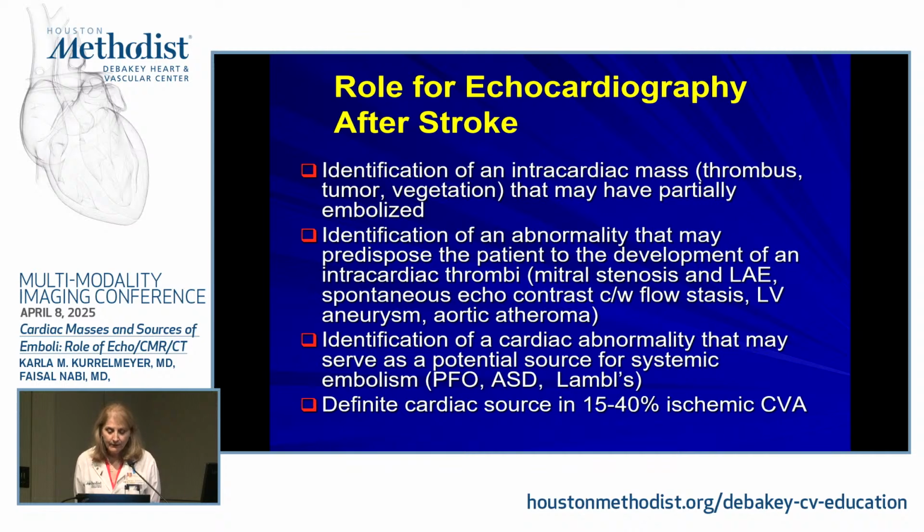It allows the identification of a cardiac abnormality that may serve as a potential source for systemic embolization, such as a patent foramen ovale, atrial septal defect, or Lambl's excrescence. A definite cardiac source in a patient with an ischemic stroke varies from the series that you look at, but somewhere between 15 to 40%, so not that great in somebody who has an ischemic stroke due to cardiac source of emboli.